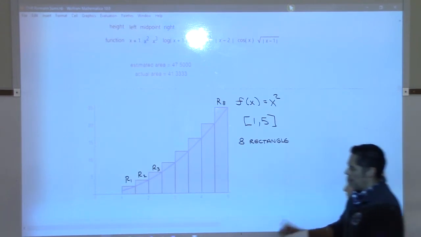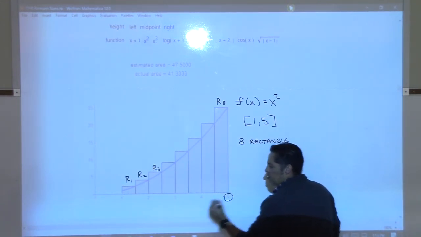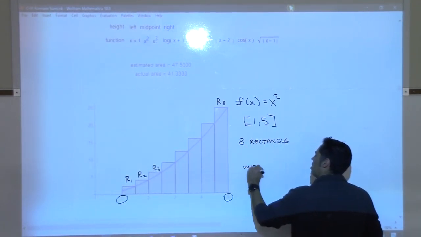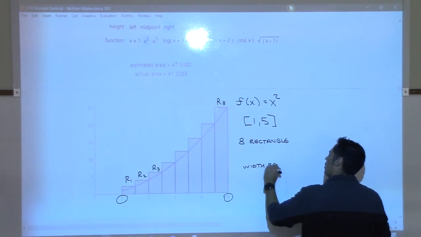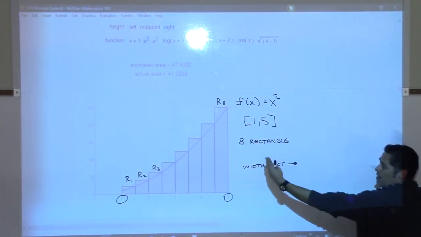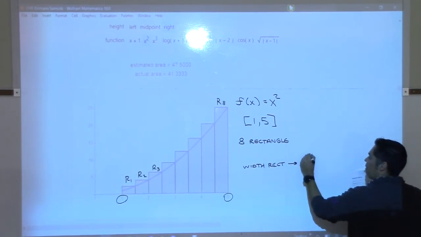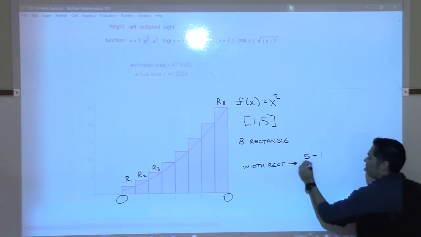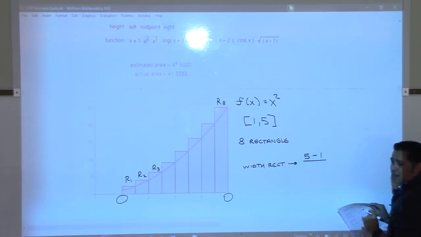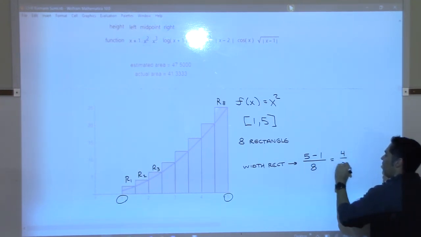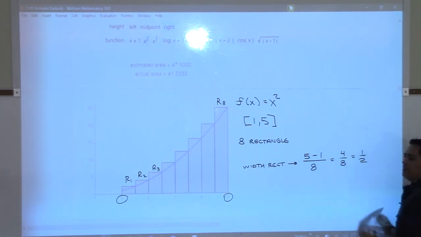So here's the way you do it. You'd say, all right, what's the distance between here and here? So I'm going to write this down. The width of each rectangle would be how wide the interval is. So how wide is that interval? You would go 5 and take away 1. It's 4 units long, isn't it? And then you divide that by however many rectangles you have, which would be 8. And that would be 4/8, which is a half.